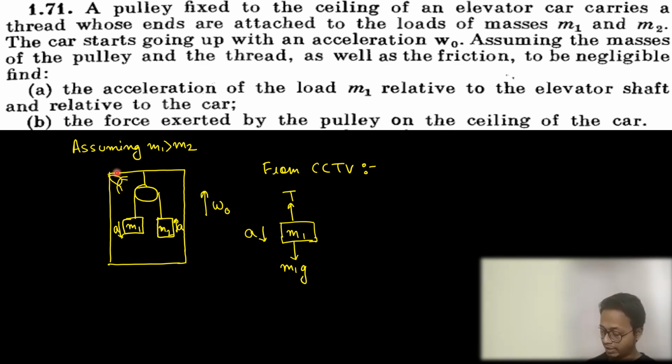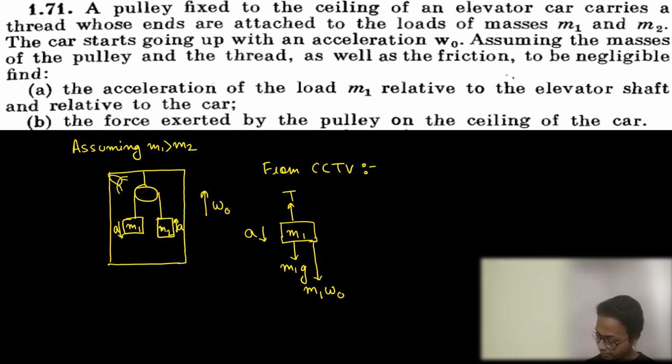So whenever an observer has an acceleration, we call them a non-inertial frame. If the observer has an acceleration, any object that he looks at will have a pseudo force, and the magnitude of pseudo force is nothing but mass of the block into acceleration of the observer. And the direction of pseudo force is directly opposite to the direction of acceleration of the observer. Understood? So this was the entire concept out here.